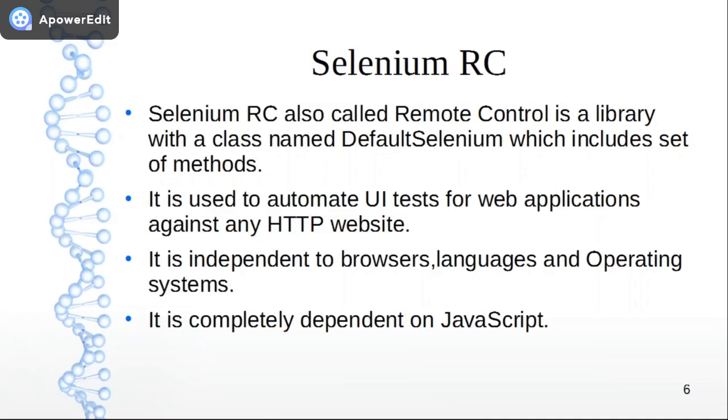So as we discussed, it is used to automate UI tests for web applications against any HTTP websites, like we took the example of Google. It is independent of browsers, languages and operating systems, and it is completely dependent on JavaScript. As we discussed earlier too, test cases can be created with any language and run on any browser or platform, and the JavaScript part we will be discussing in the next slide.